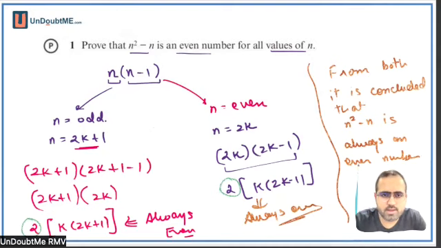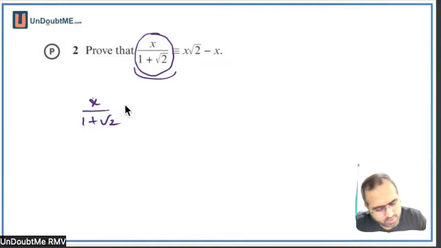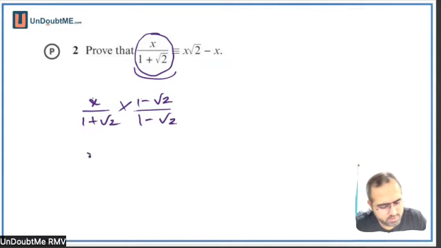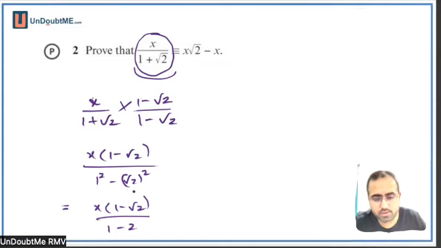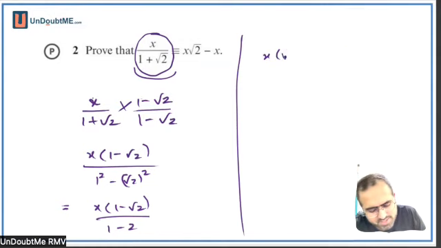Okay, and these types of denominator, we can write it down as 1 minus root 2, x times 1 minus root 2 divided by 1 square minus root 2 square, x times 1 minus root 2 divided by 1 minus 2. Because of that minus sign in the denominator, the numerator will be flipped. Flipped means the order of the terms will change. It will be x times root 2 minus 1. It's x root 2 minus x. We are done.